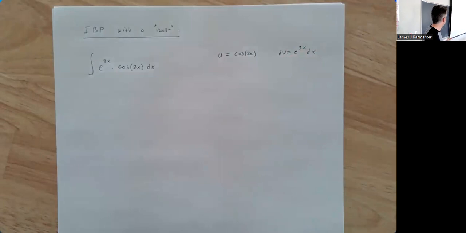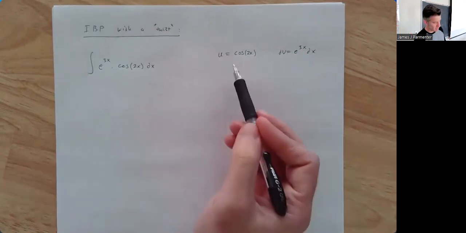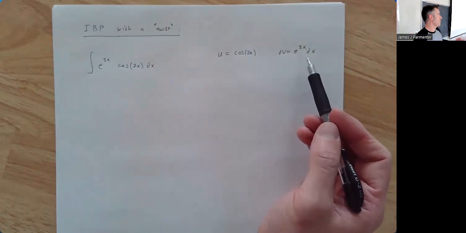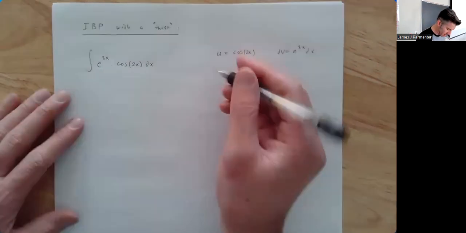I will point out, though, that you can make the opposite choice. You can let u equal e to the 3x here and dv be cosine of 2x dx. It's fine to do it either way as long as you are consistent, meaning when we do the second integration by parts, we have to make the same type of choice. You let u equal the trig thing here, you have to let u equal the trig thing in the next one. You let u equal the e to the x thing here, you have to let u equal the e to the x thing. Let's write down the rest of this.